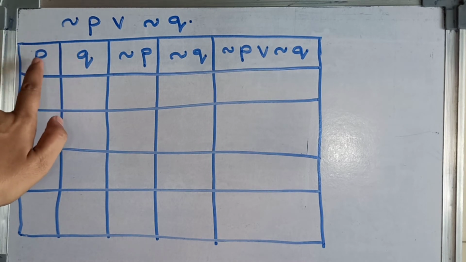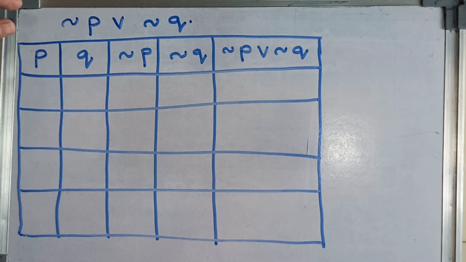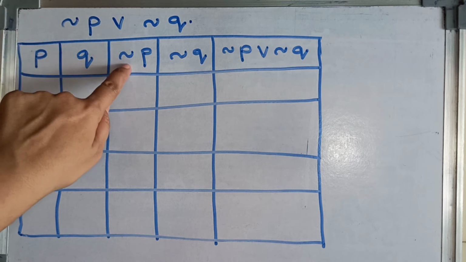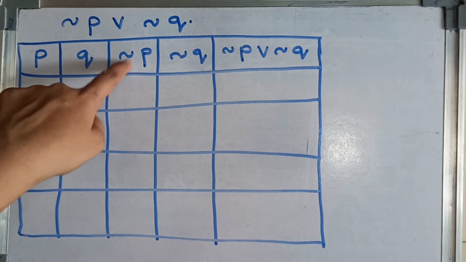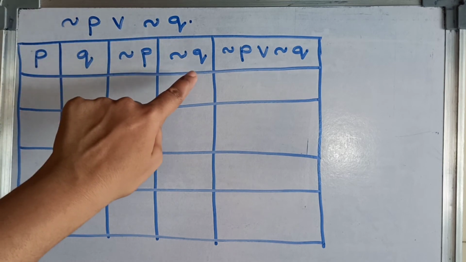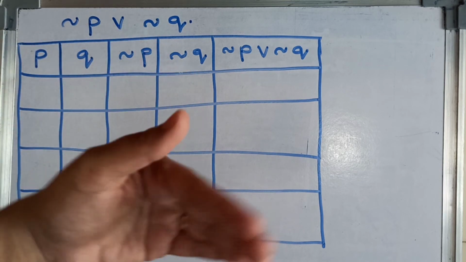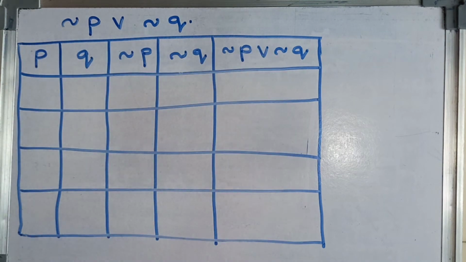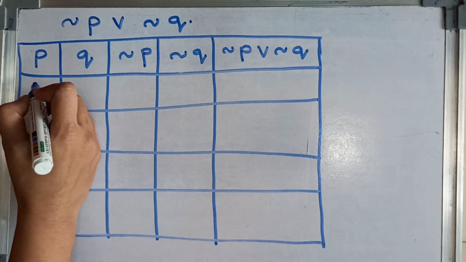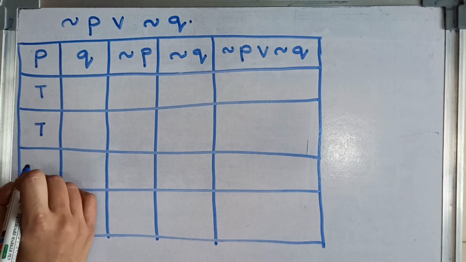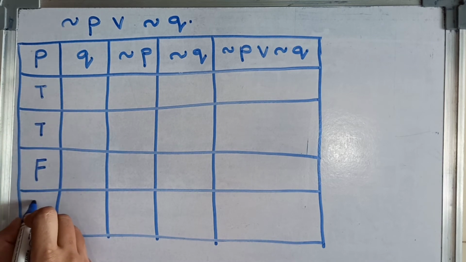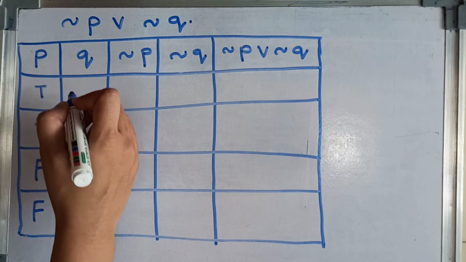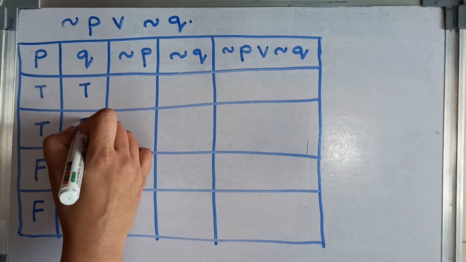The first 2 columns will always be your component statements, P and Q. Now start with the statement pattern. First we have negation P, so we make another column for negation P. Then we have negation Q, so we make negation Q another column, and then the final statement, negation P or negation Q. Now we know the truth values of P and Q. For P it will be TT, FF. For Q it will be TF, TF.